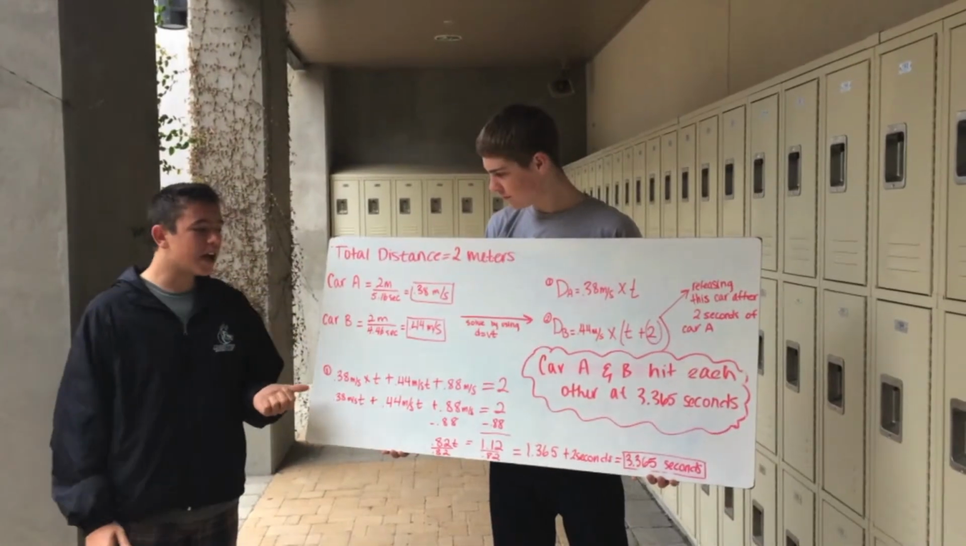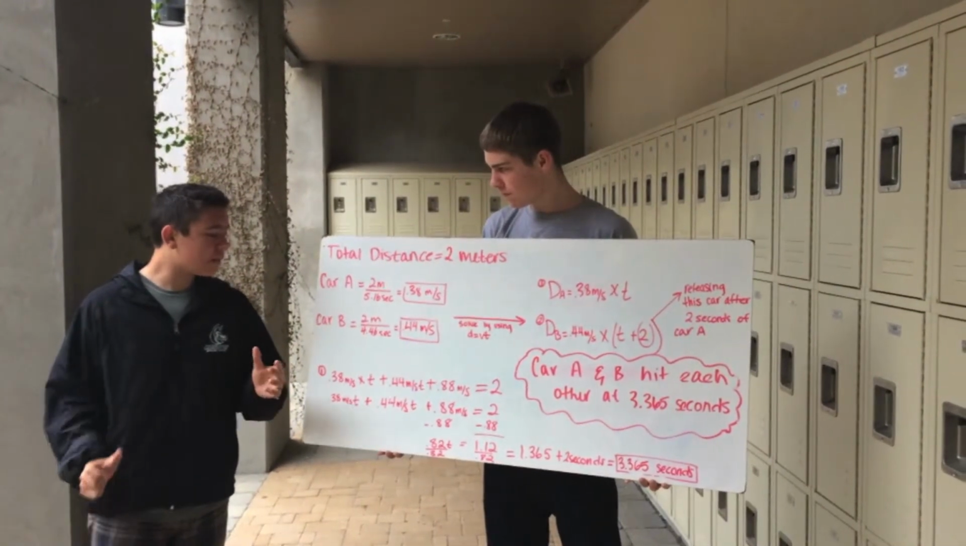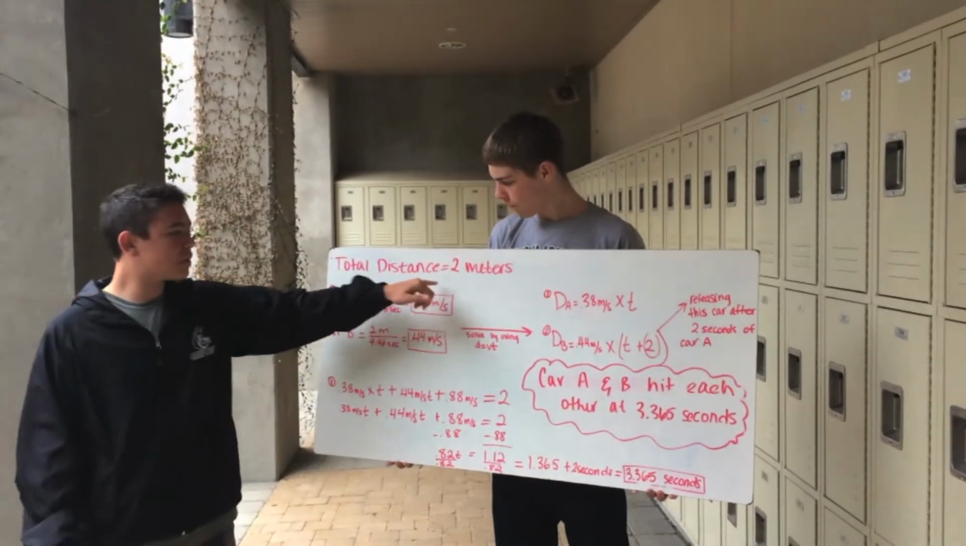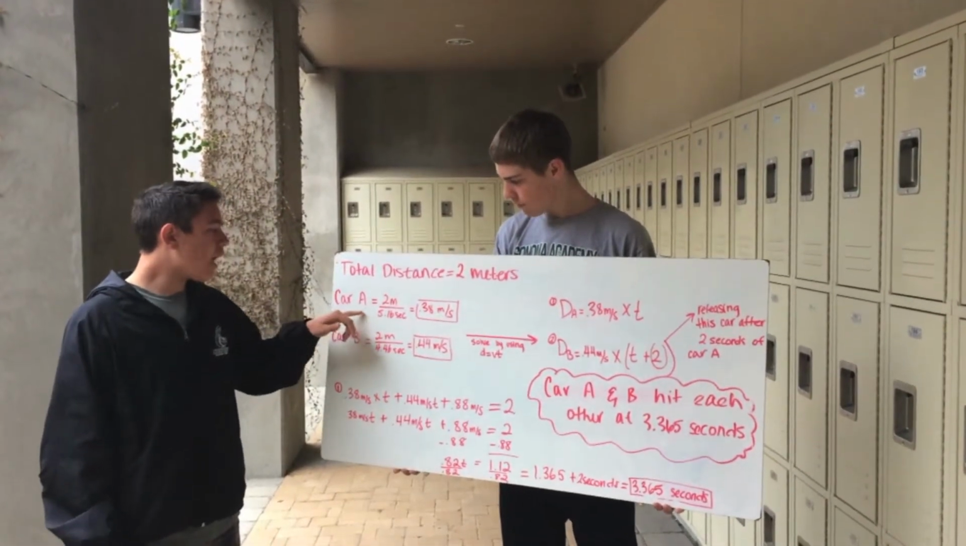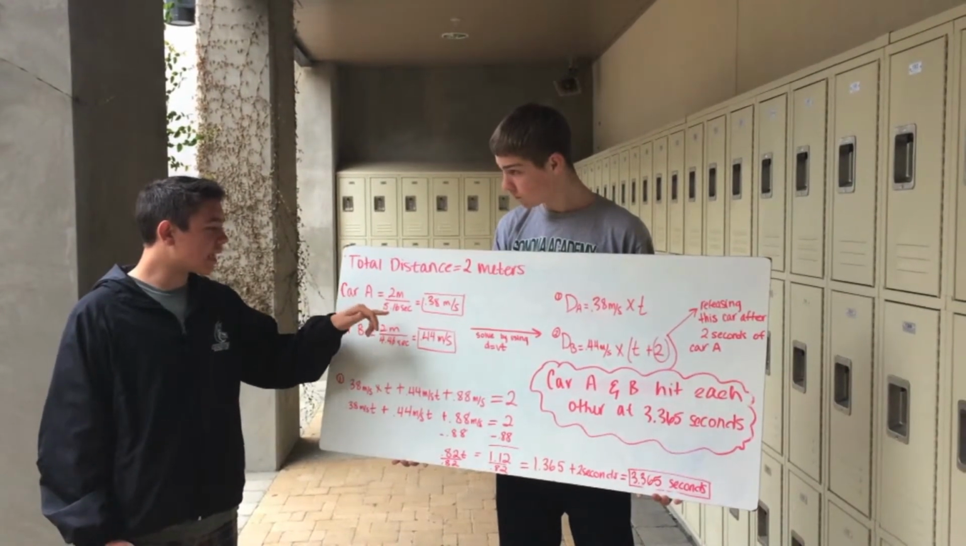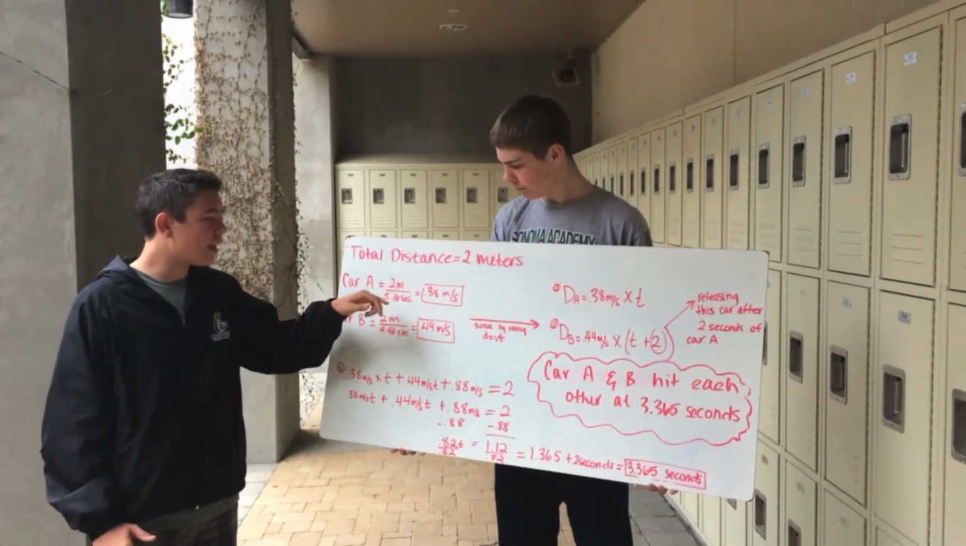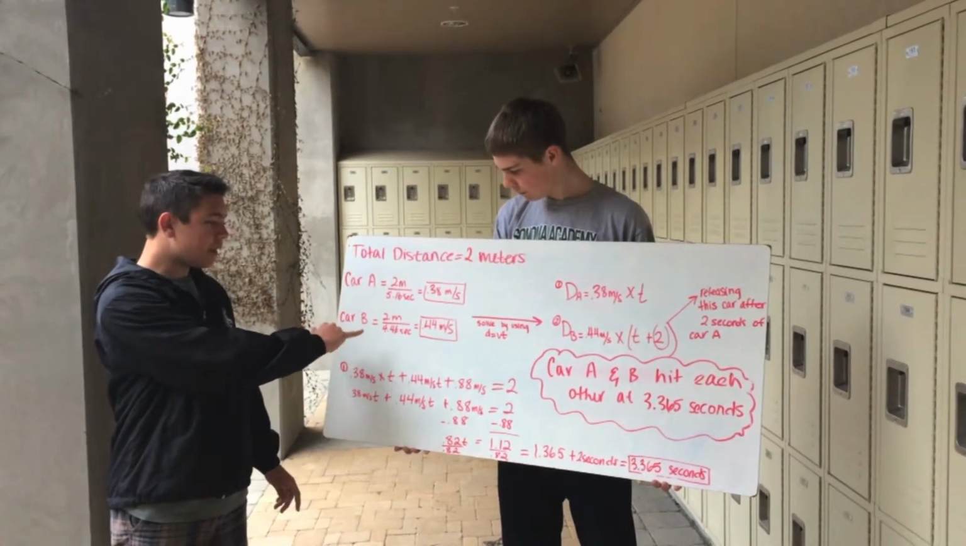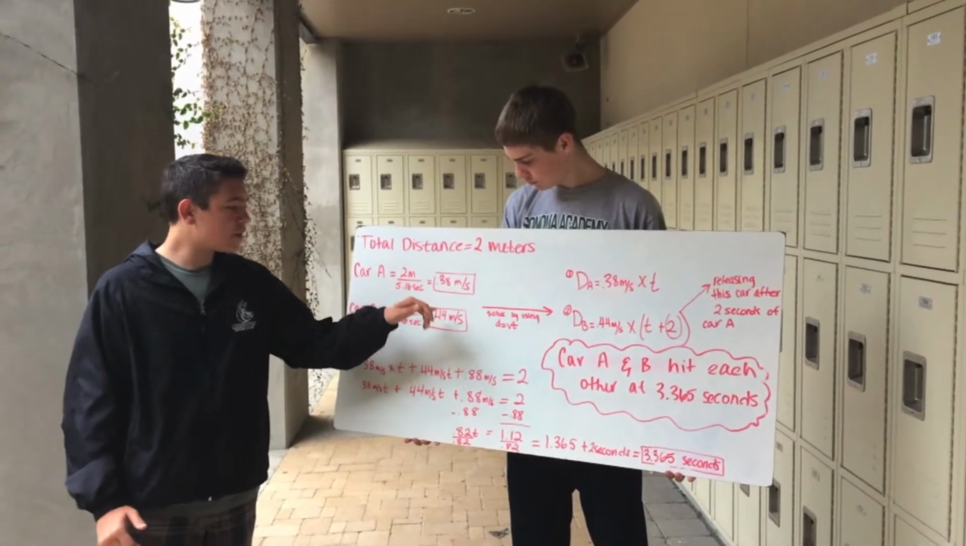So to find the time that car A and car B hit each other algebraically, we first did our total distance, which was 2 meters. So car A went 5.16 seconds over 2 meters, so we divided that to get 0.38 meters per second. And then the same thing with car B, and we got 0.44 meters per second.